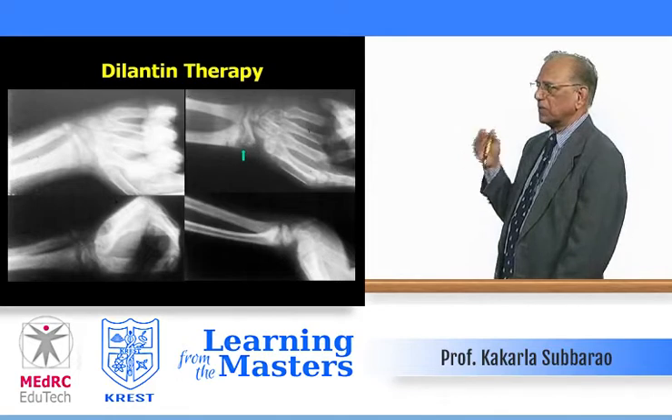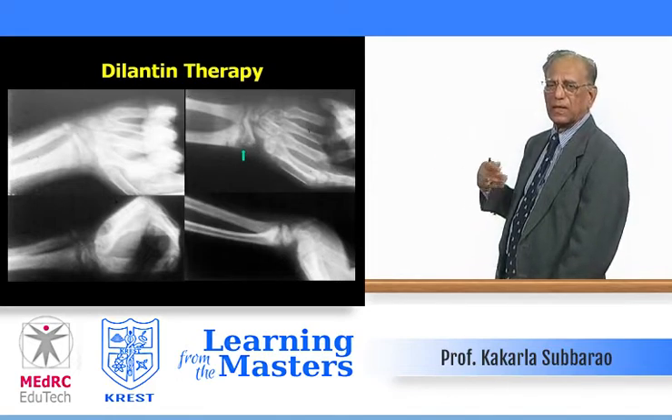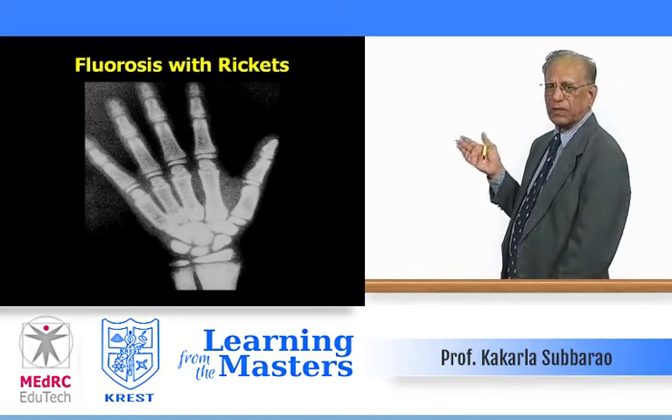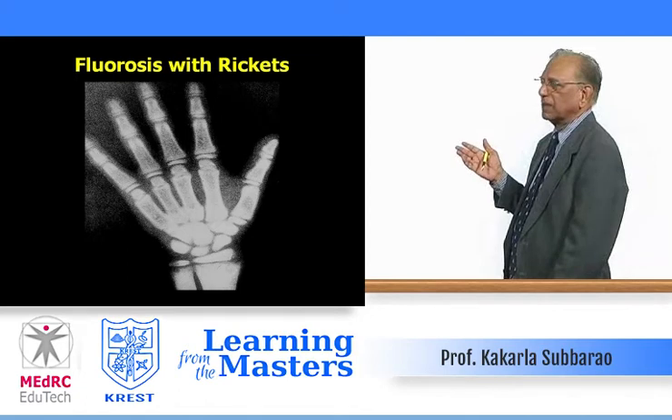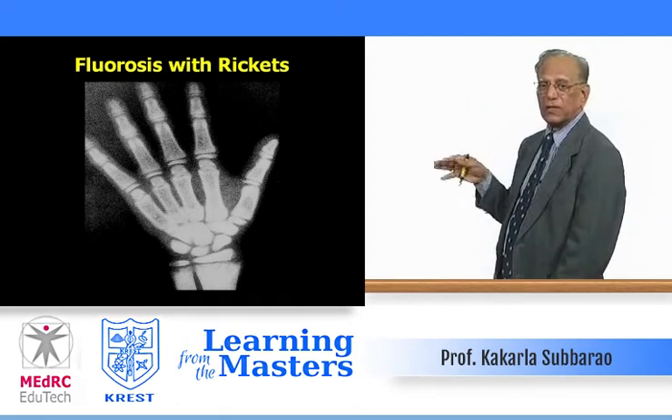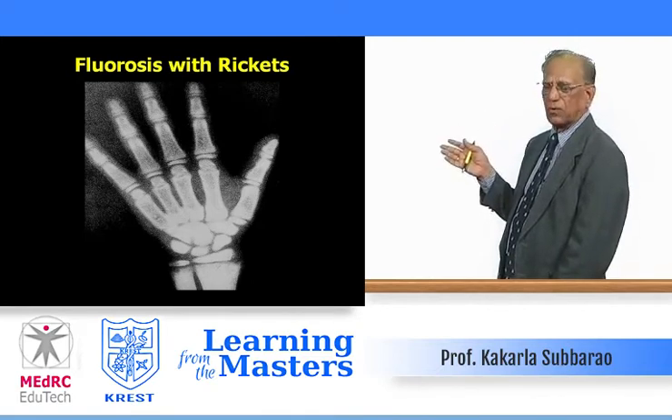Dilantin therapy also may produce rachitic changes because of the changes that occur in the liver. Fluorosis with rickets, particularly in certain countries, it's not just that fluorosis occurs, because these children also have rickets. It's not just an association, but it is a cause and effect of fluorosis.